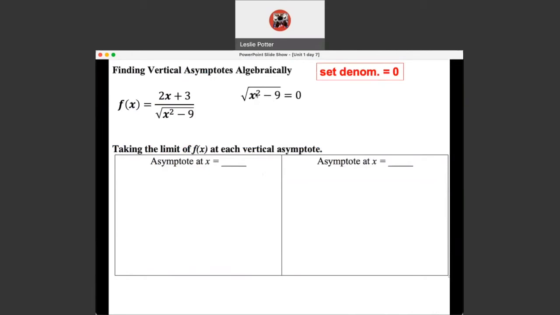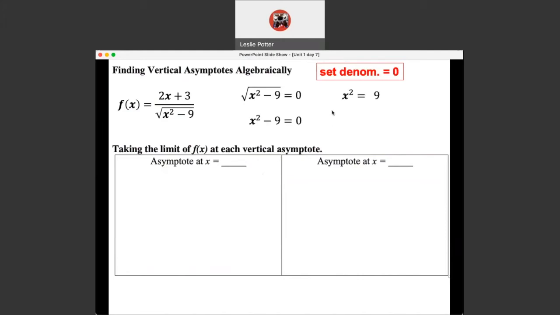And now I want to caution you here because I have the square root of a binomial. This is not equal to x minus 3. You can't just square root this and square root this. You can't square root the pieces. If we have a radical here, in this case, it's a square root, we have to square both sides to get rid of that radical. So when I square both sides, I get x squared minus 9 equals 0.